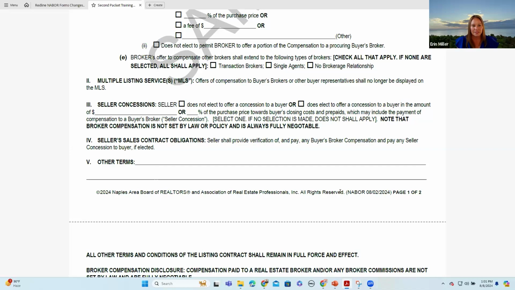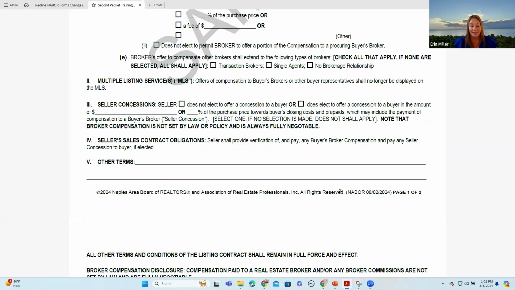Roman numeral 4, seller sales contract obligations. Seller shall provide verification of and pay any buyer's broker compensation and pay any seller concession to buyer if elected. Again, if the seller agrees to pay buyer broker compensation, they're going to be providing verification of their agreement and, of course, pay the seller concession to the buyer if they elect to do so at closing.